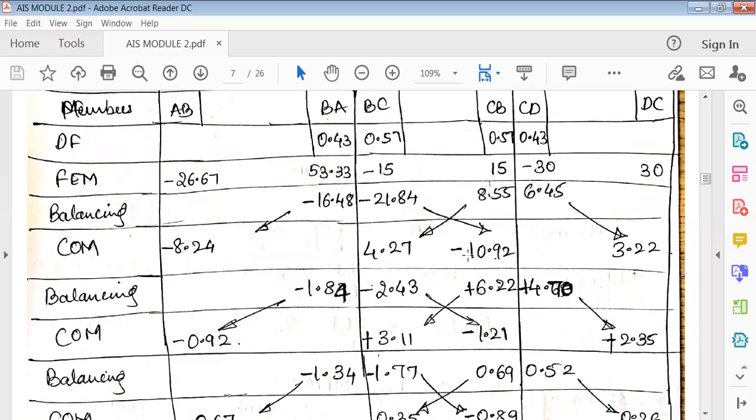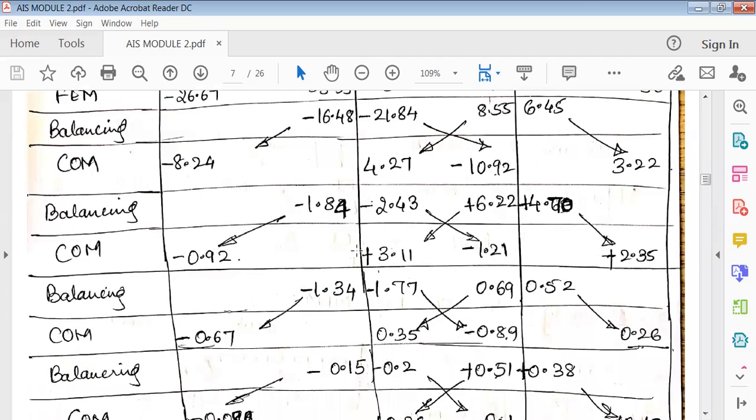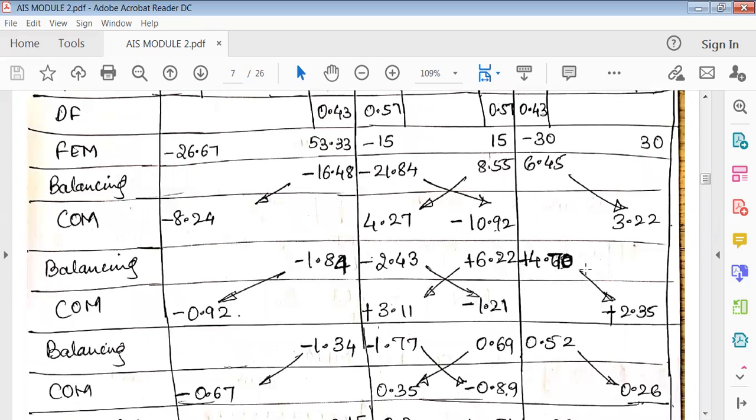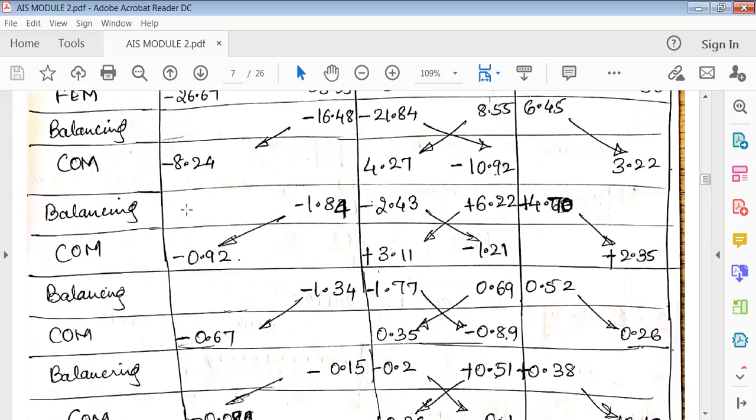Similarly here also. Right now here it is minus 10.92. So change the sign here. So it becomes plus and plus. Then 10.92 into 0.57 is 6.22. Then again 10.92 into 0.43 is 4.70. Sorry, it is 6.22 and this is 4.70 into 0.53. Next, the balancing is done.